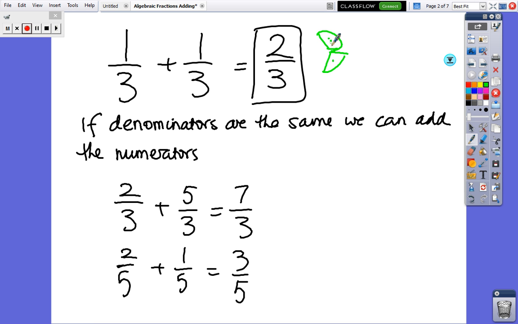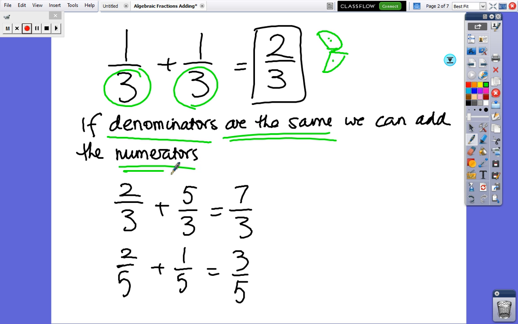So what I say is, if the denominators are the same, we can add the numerators. So 1 plus 1 equals 2. We don't add the denominators. 3 plus 3 equals 6. As I said, 1/3 of a pizza plus 1/3 of a pizza is 2/3 of a pizza.